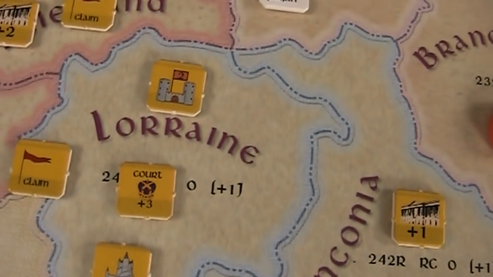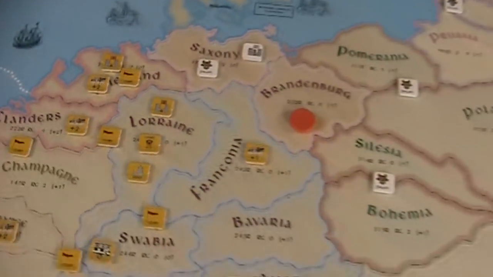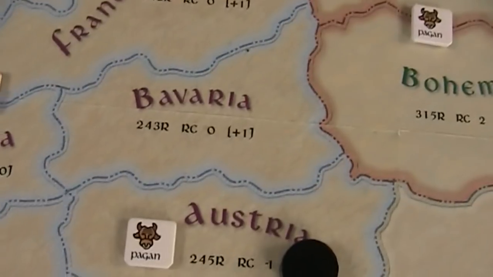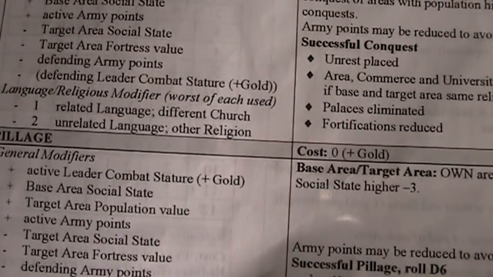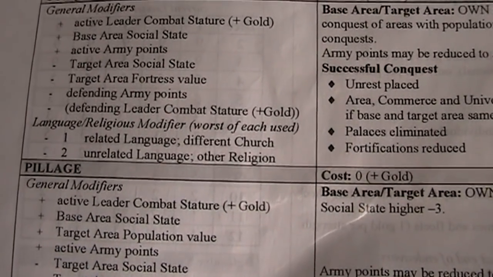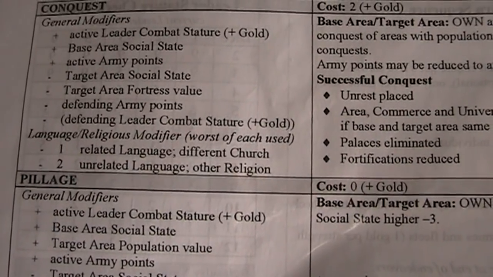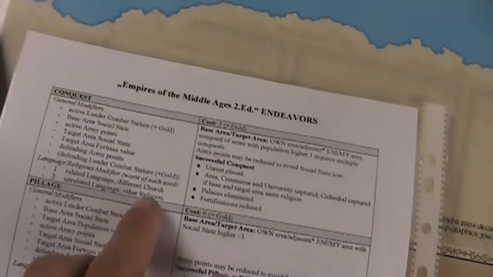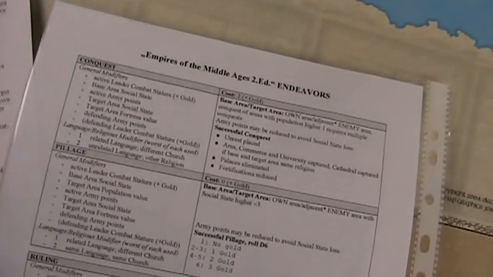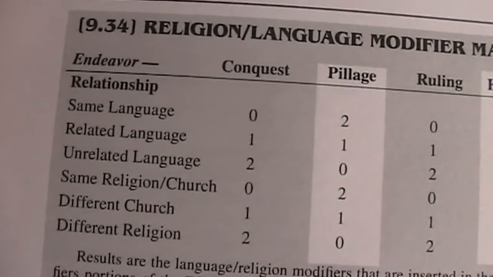So this is my court, so that means my leader has that language here, which is Old High German. We can see that here. And this is exactly the same language. Therefore it's a related language. I find that very confusing, but a different church. Unrelated language, other religion. Let me see that. That's odd. So, okay, we can see that also here.